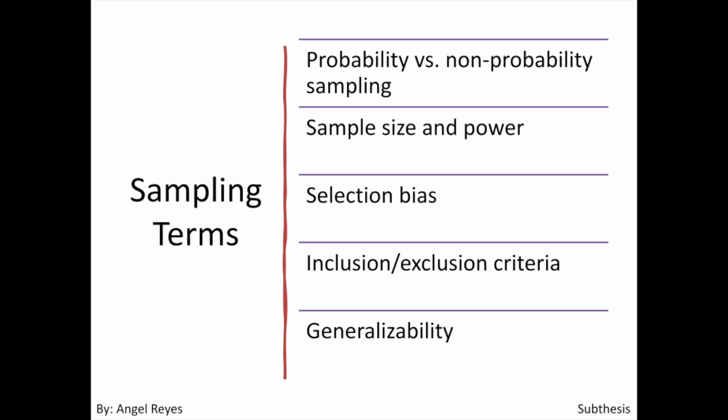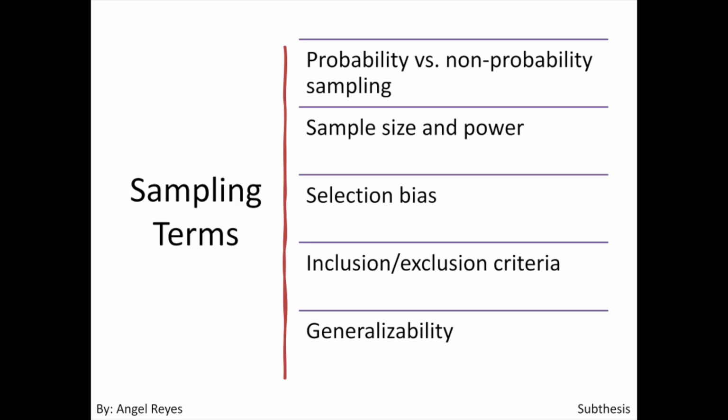Probability sampling gives all potential participants a known chance of selection, while non-probability sampling selects participants through non-random methods. Sample size refers to the number of participants, while power reflects the study's ability to detect effects if they exist. Selection bias occurs when the sample doesn't represent the intended population. Inclusion and exclusion criteria define who can participate in a study. Generalizability refers to how broadly findings apply beyond the study sample.